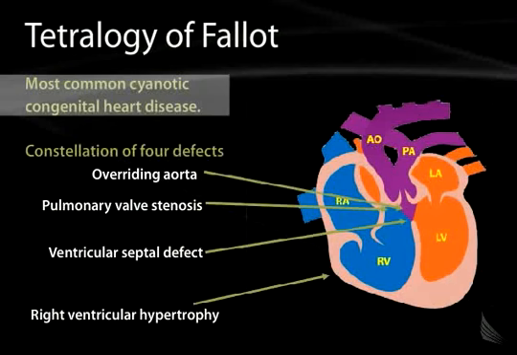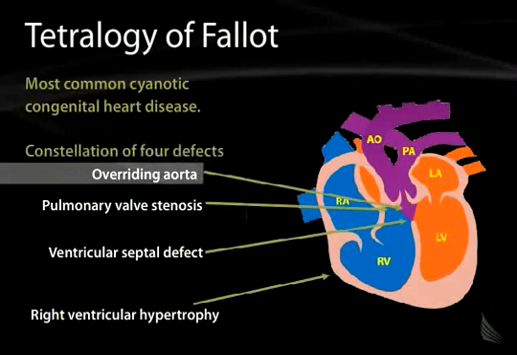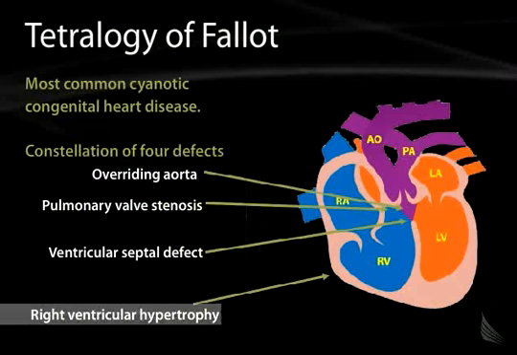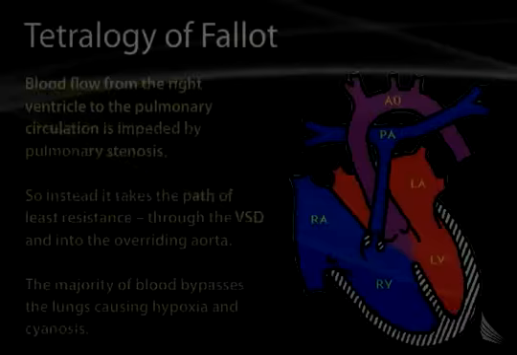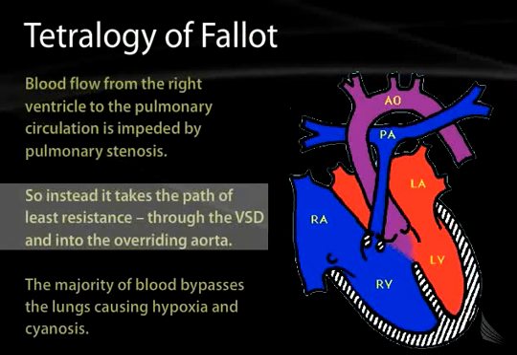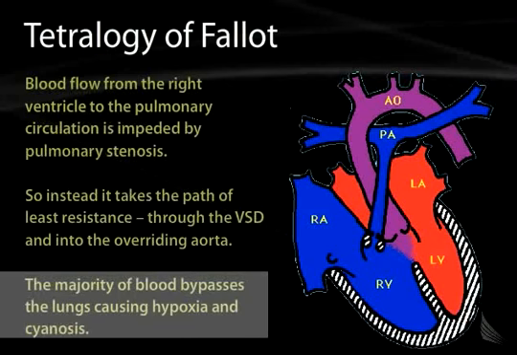Tetralogy of Fallot is the most common cyanotic congenital heart disease, and it's a constellation of 4 defects. This is the favorite test question of examiners. You have an overriding aorta, pulmonary valve stenosis, a VSD, and right ventricular hypertrophy. Blood flow from the right ventricle to the pulmonary circulation is impeded by pulmonary stenosis, so instead it takes the path of least resistance through the VSD and into the overriding aorta. The majority of blood bypasses the lungs, causing hypoxia and cyanosis on exam.